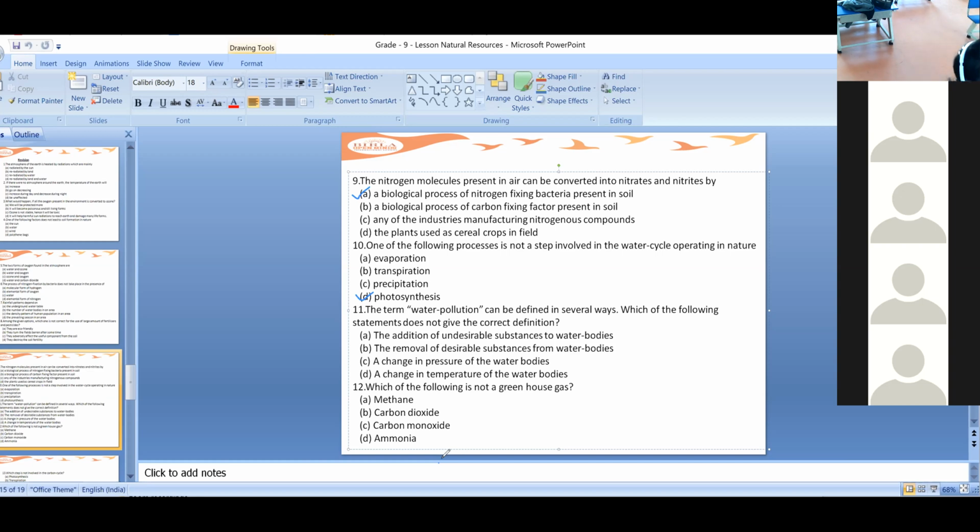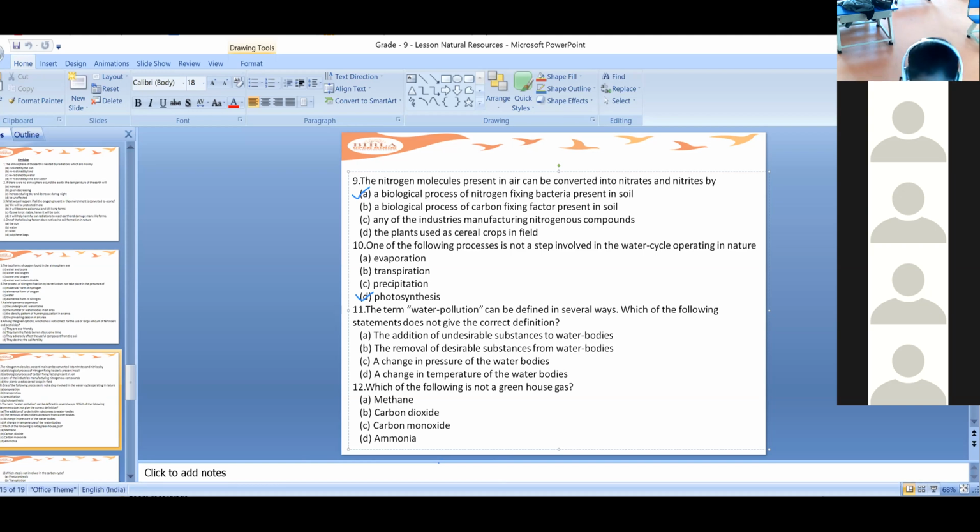The term water pollution can be defined in several ways. Which of the following statements does not give the correct definition? A is the correct definition. B, the removal of desirable substances from water bodies. Is B the correct definition for water pollution? Yes, because desirable means nice substances. If you remove nice substances from water bodies, then it comes under water pollution.